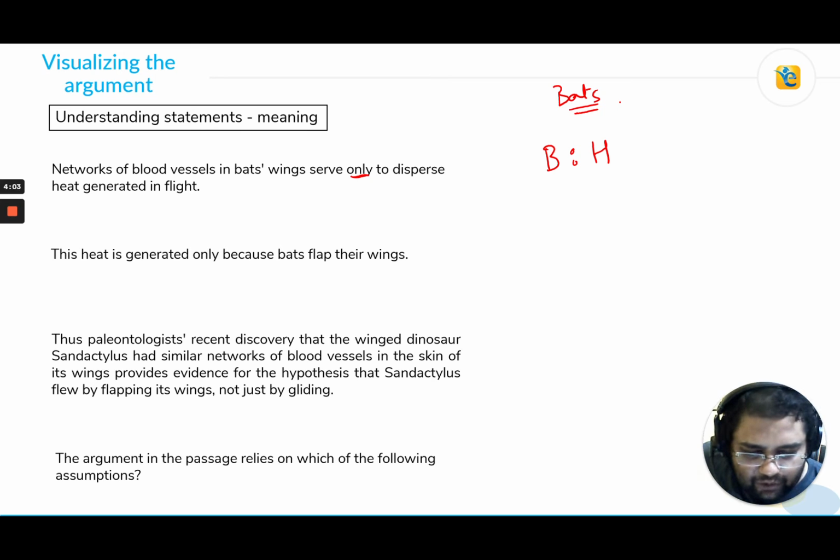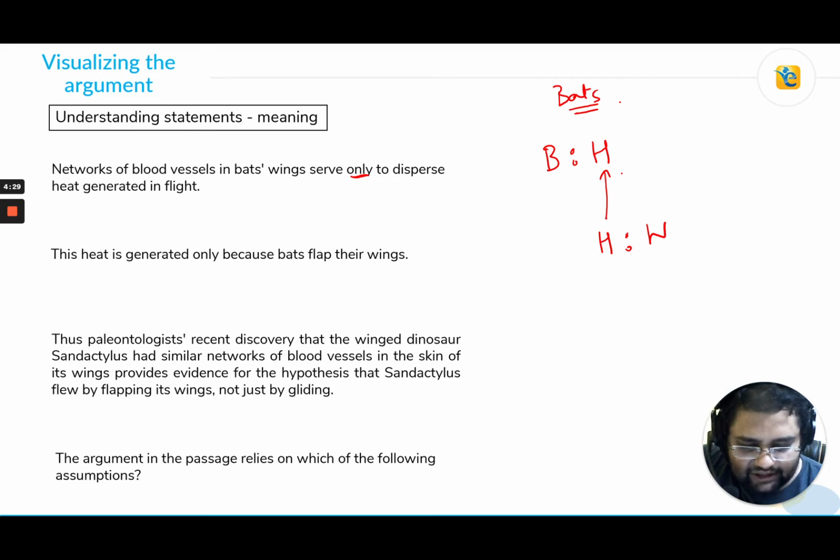So now we are told that this heat that is getting generated, which has to be dispersed here, gets generated because of only one reason. That reason is that the bats flap their wings when they are flying. So let's call this W. W is for flapping of wings, H is for heat that is generated or dispersed, and B is for blood vessel network. So essentially, from these two sentences, what do we know?